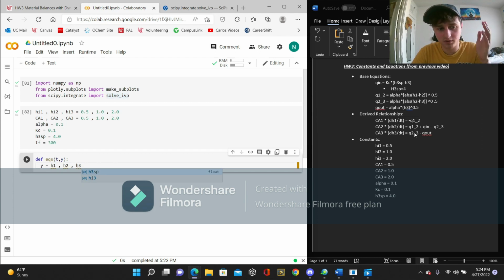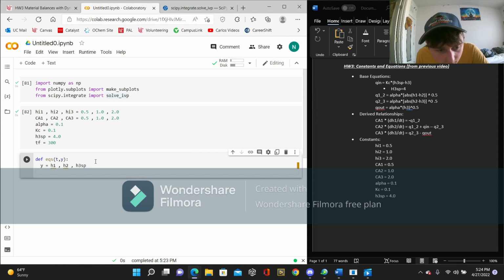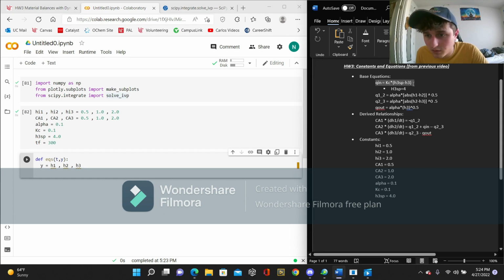And we're going to call it H1, H2, H3 because it's going to be changing. We just have these initial values to compare to, if that makes sense. And I don't like that it always does that. And let's move on to these equations.